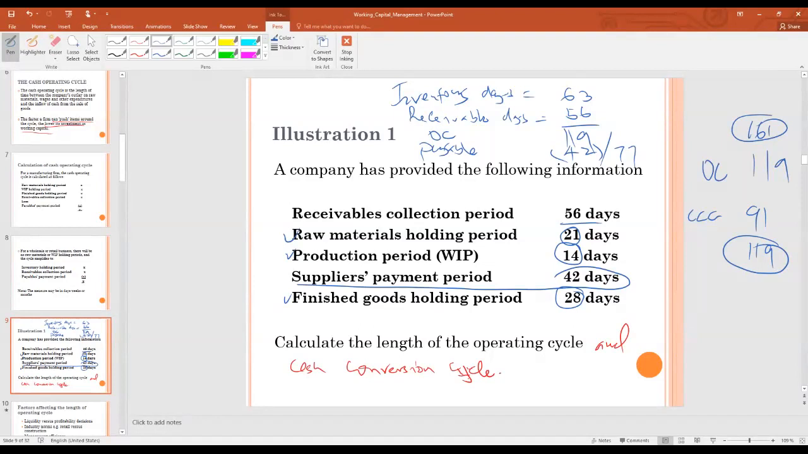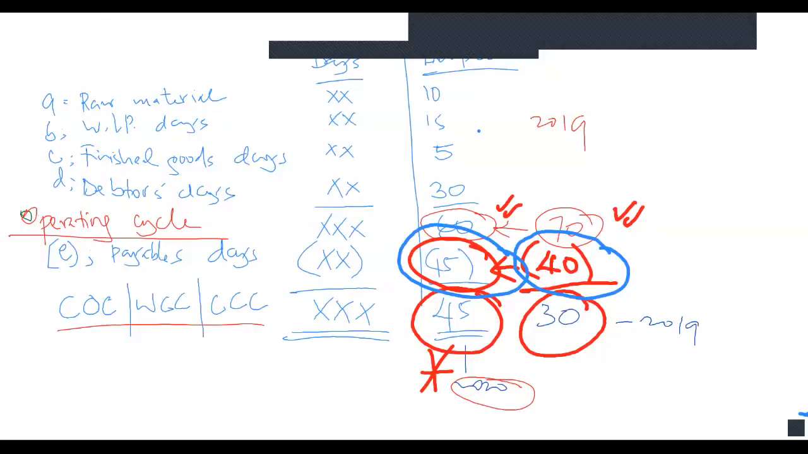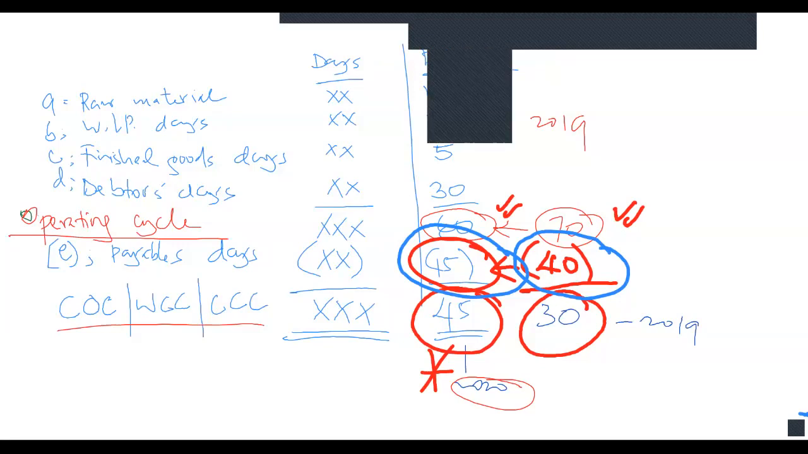Now, generally, let me just go back to my board. Generally, in a main exam, it's quite unlikely that you're going to be given these days: 10, 15, 5, 30. It's you to do the calculation. You're meant to get the days for raw material and the days for work in progress. So the next bit is to calculate the days now. So let's get the days.